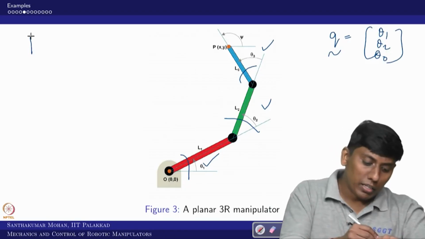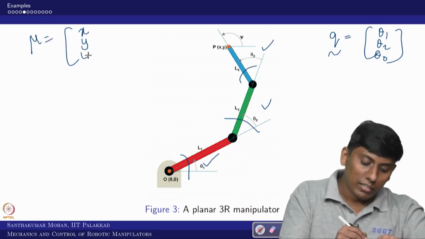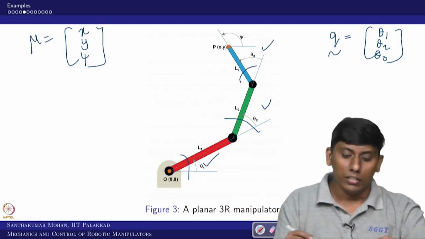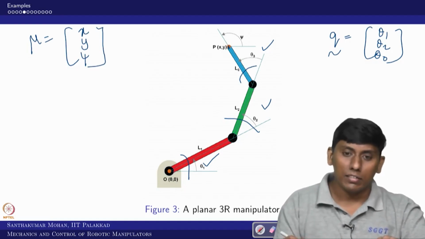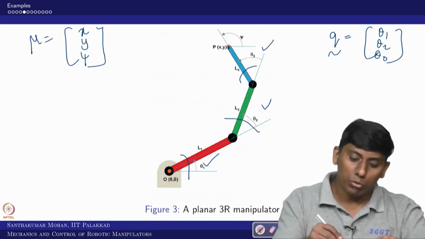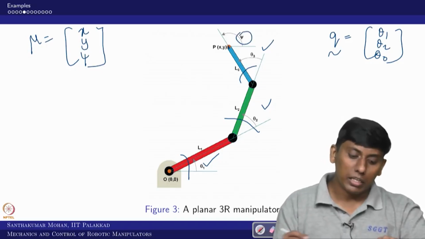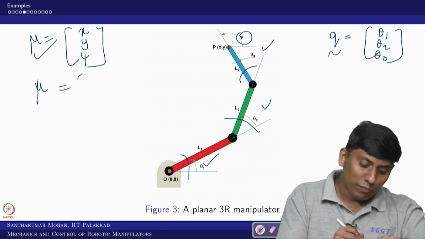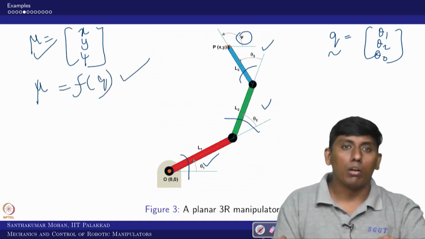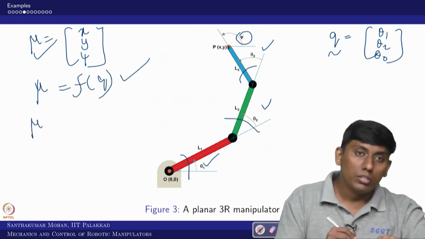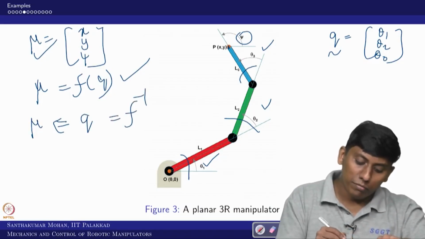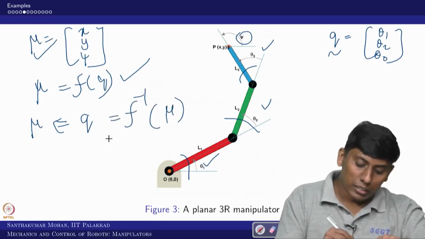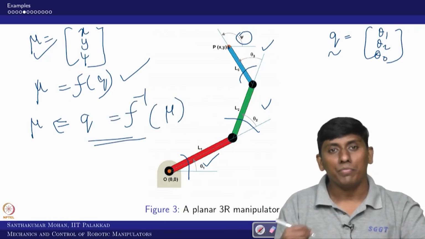So in this case the mu vector, it's in a plane. So x translation, y translation and z orientation, right? In the sense the p x y and the angle with respect to the x axis of the 0 to nth axis, that is what you call psi, right? Now you can see the mu can be written as a function of q. This is what you call forward kinematics. If I give mu, can I find q, right? So f inverse of mu can be found. This is what you call inverse kinematics.